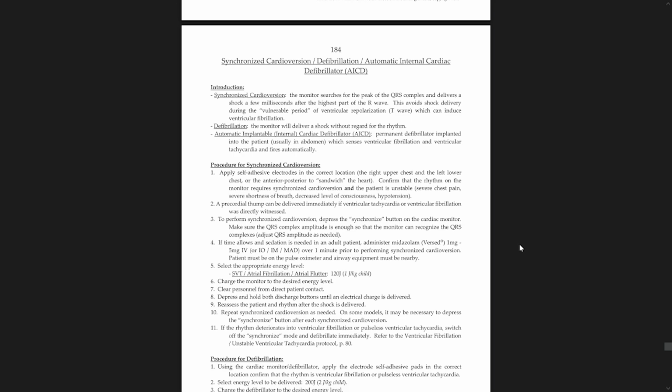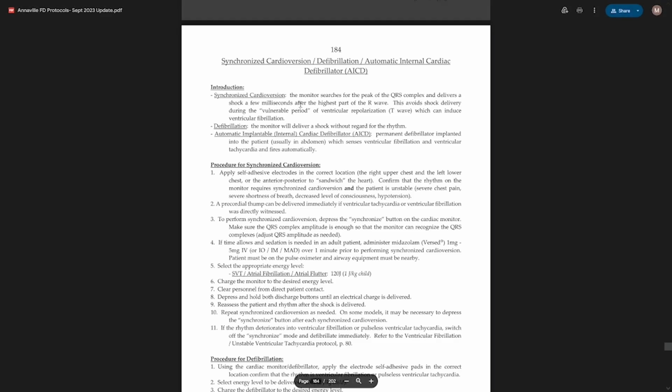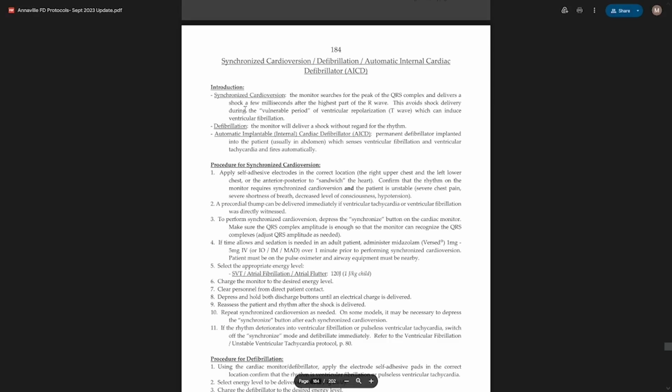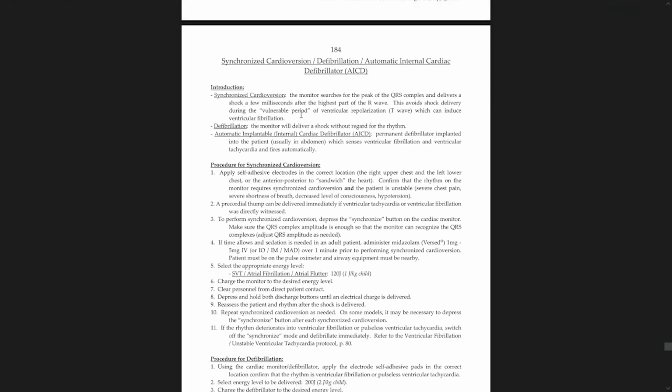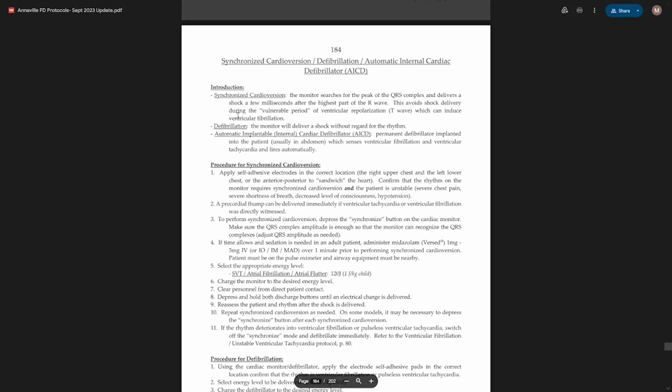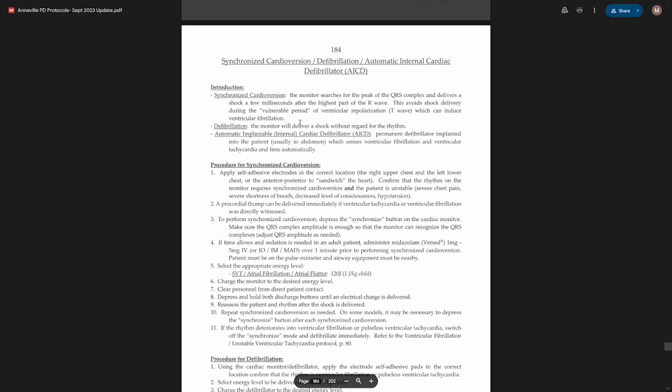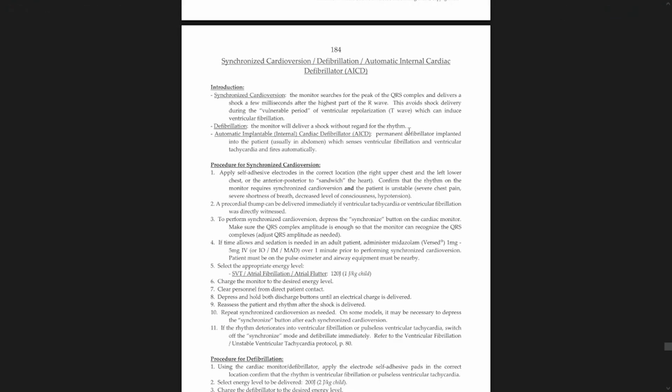For synchronized cardioversion, defibrillation, or the automatic internal cardiac defibrillator, the AICD, to introduce this: for synchronized cardioversion, the monitor searches for the peak of the QRS complex and delivers a shock a few milliseconds after the highest part of the R wave. This avoids shock delivery during the vulnerable period of ventricular repolarization, the T wave, which can induce ventricular fibrillation. Defibrillation is whenever the monitor will deliver a shock without regard for the rhythm. An AICD is a permanent defibrillator implanted into the patient, usually in the abdomen, which senses ventricular fibrillation and VTAC and fires automatically.